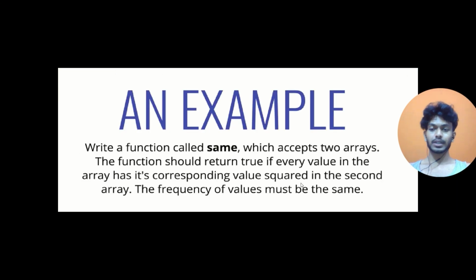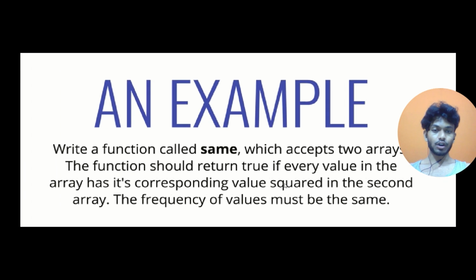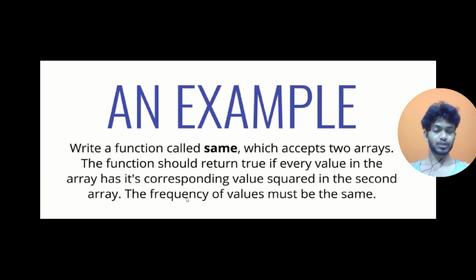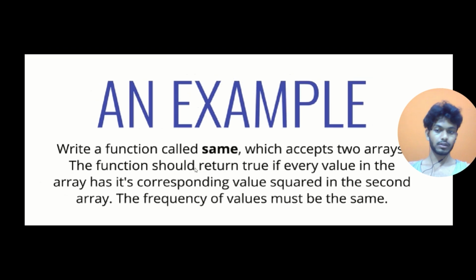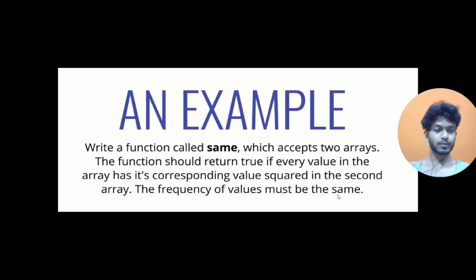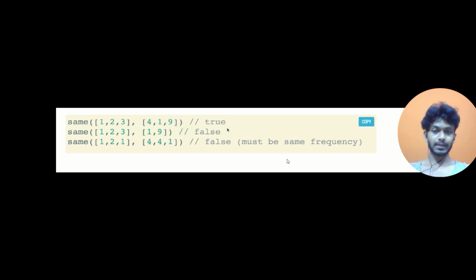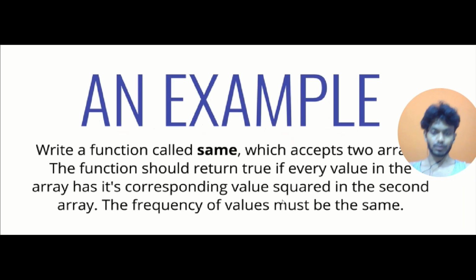Okay, an example. Write a function called same which accepts 2 arrays. The function should return true if every value in the first array has its corresponding value squared in the second array. The word corresponding is important here, okay? I'll tell you why. The frequency of values must be the same. Got it? It's kind of hard to try. You can try this and pause the video. I myself tried it, and I'll show you the code I got.